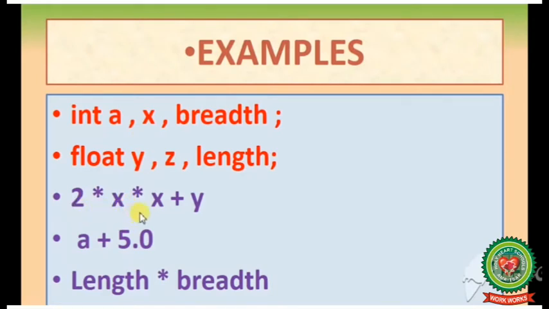2 into x plus y. So x is of integer type and y is of float type and 2 is a constant value. Similarly a plus 5.0, or we can say length into breadth. So length is of float type and breadth is of integer type. This way we can create mixed expressions.